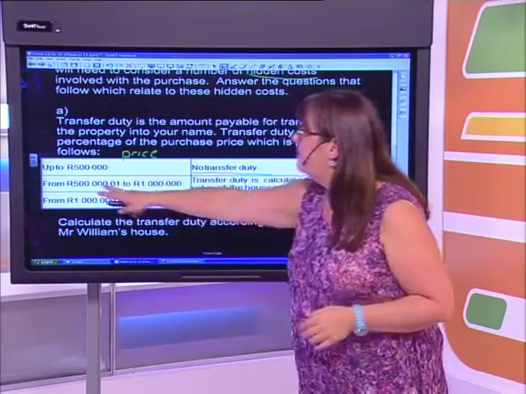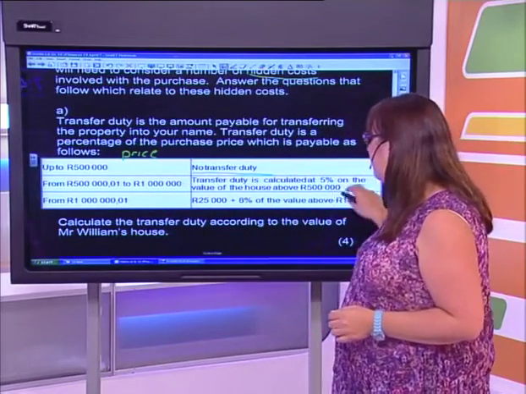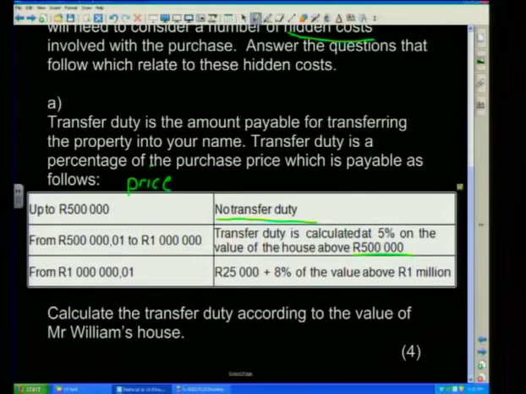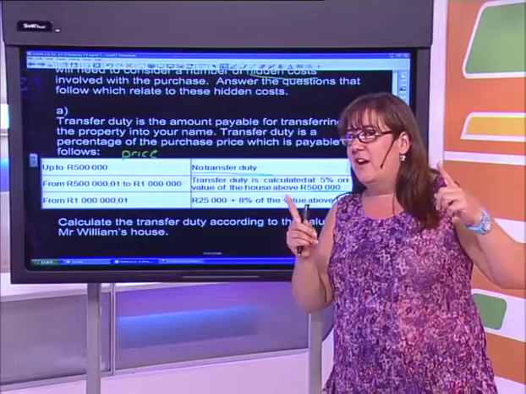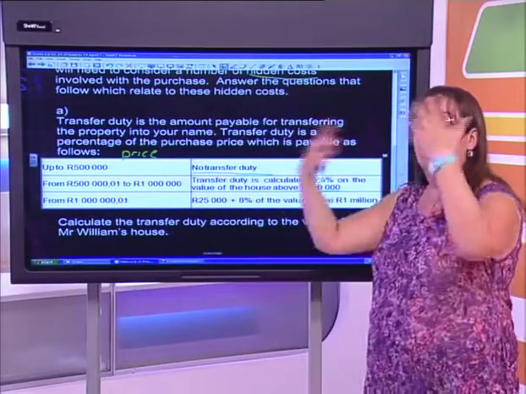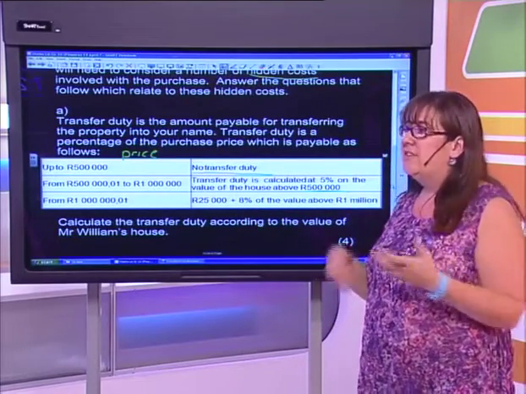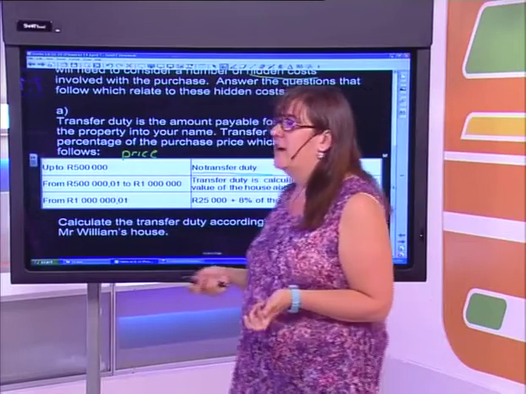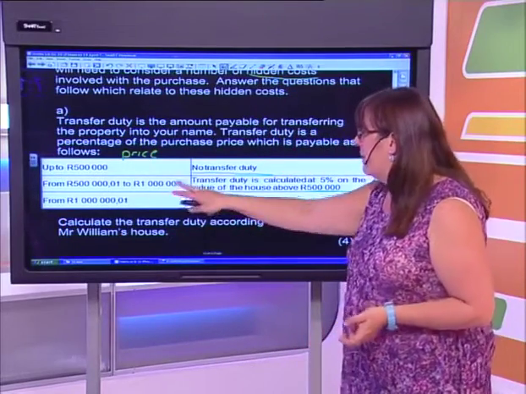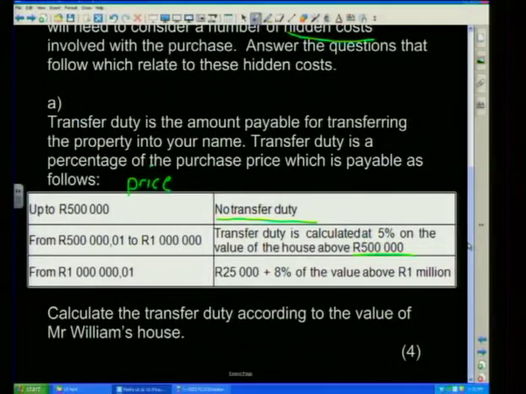Okay. So if you buy a house from 500,000 to 1 million, your transfer duty is calculated at 5% on the value of the house above 500,000. Oh, so you only pay the 5% over that. Right. Pretty handy. Okay, but then if you've got a lot of money and you want to buy a more expensive house like Mr. Williams does, well, you now pay more. So now you're paying 8% of the value above 1 million. So they're encouraging people to own houses, and I think it's really nice. Yes. So for above 1 million, it's 25,000 rand plus 8% of the value above 1 million.